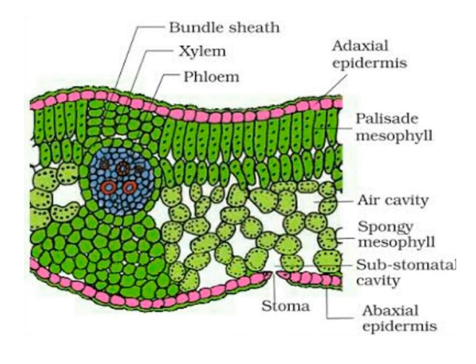Here shows the bundle sheath, xylem and phloem arrangement, adaxial epidermis and abaxial epidermis, with stomata present on the lower epidermis.